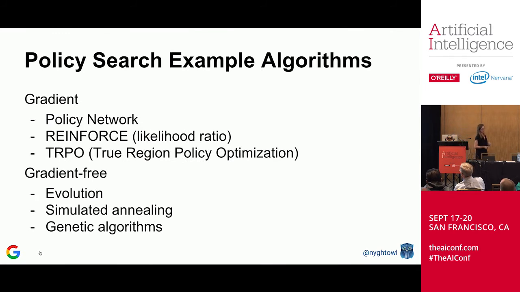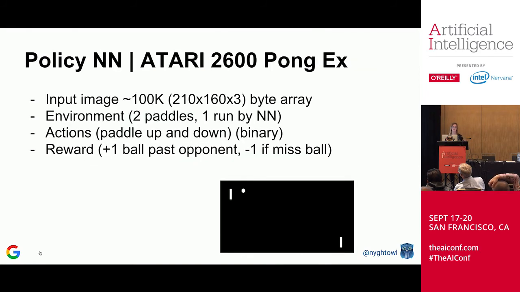When you're working with policies and policy search, there are a number of algorithms you can work with, but they fall into two main camps: gradient and gradient free. I'm not going to go through all of these, but there are great resources out there for them. Mostly I'm going to touch on a really good blog post that has been out for a couple of years now from Karpathy, who's a well-known researcher, and he wrote a great post about policy gradients in general. They're fairly popular when you explore the reinforcement learning space.